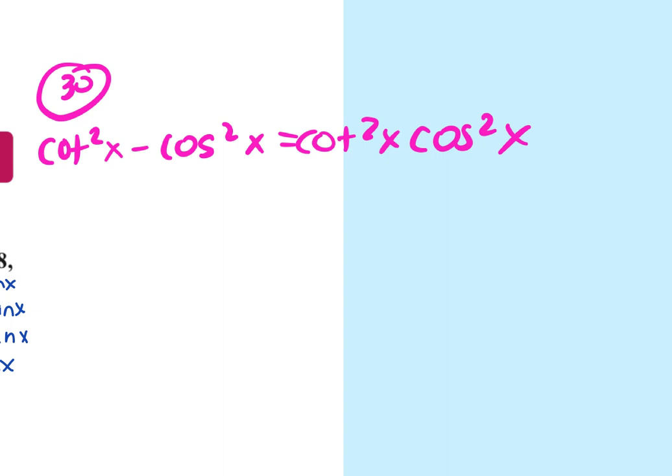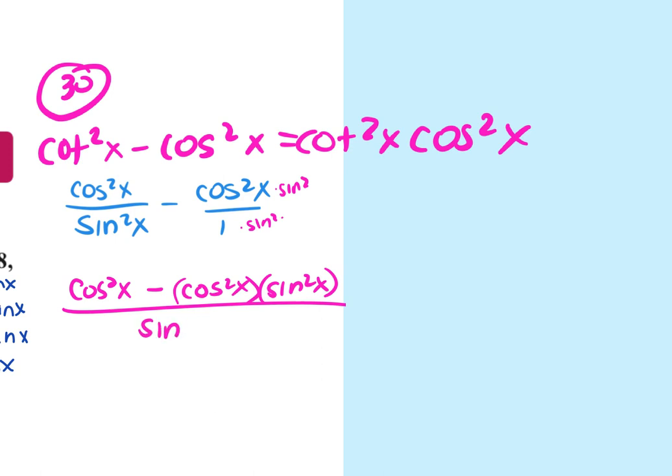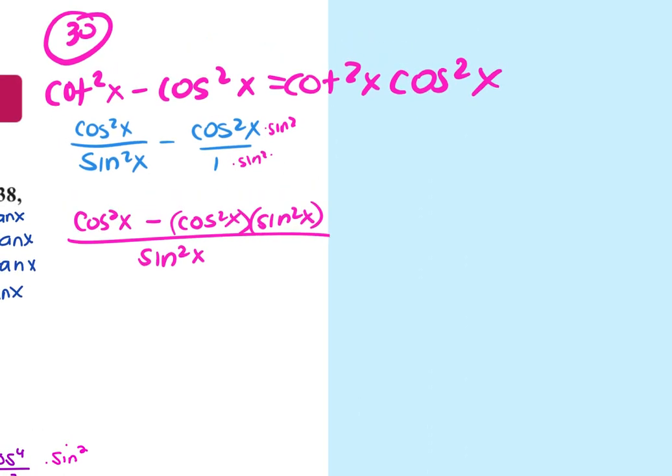So cotangent would be the same thing as cosine squared over sine squared, minus cosine squared. And then if I wanted to make that a like denominator, I'd have to give this a sine. So I'd multiply by sine squared in the top and the bottom. So cosine squared x minus cosine squared x times sine squared x would all go over sine squared x. And then I can actually take the cosines out, cosine squared x, and make it 1 minus sine squared x. Oh, so it would have been the same thing if I had done that from the beginning.